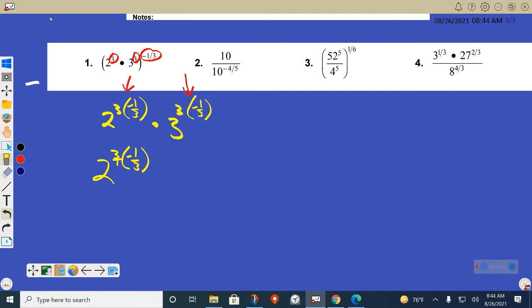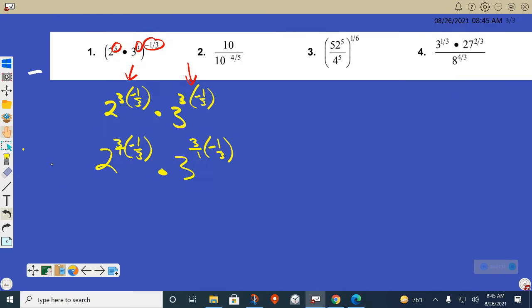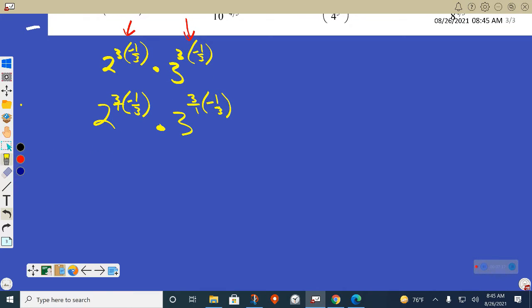Times. Let's make this into a fraction again also. 3 over 1. Okay. 3 over 1 times negative 1/3.